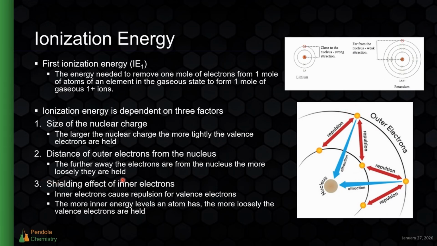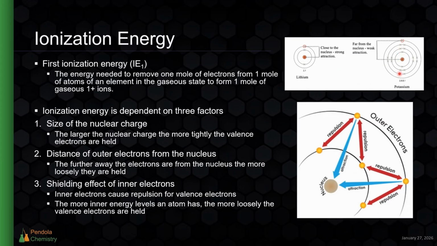And then shielding. Shielding is the effect of the repulsion of the inner electrons. The inner electrons in an inner shell, not the valence shell, not the outside one, but the inner ones, are going to repel those valence electrons, essentially opposing the attraction to the nucleus. The more inner shells there are, the more repelled the outer electrons are, and the looser they're going to be, the less attracted to the nucleus they are. So this goes hand in hand with the distance of the electrons, because the farther out this outer shell is, the more inner energy levels we're going to have.